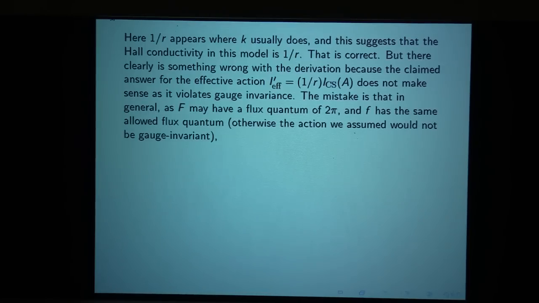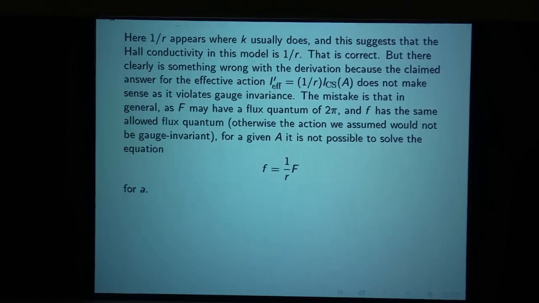Here's where the mistake was. The mistake is that in general, big F may have a flux quantum of 2 pi, and little f has the same allowed flux quantum. That was assumed in deducing that the action we assumed is gauge invariant. And so for given A, it's not possible to solve the equation for little a, because we'd have to divide the flux quantum by r, and it might not be divisible by r. So there was an illegal step when we integrated out little a. And it was because of that illegal step that the derivation gives an answer that isn't gauge invariant.